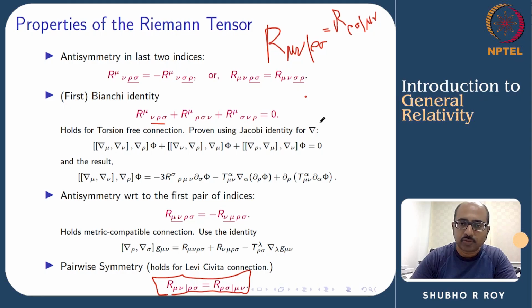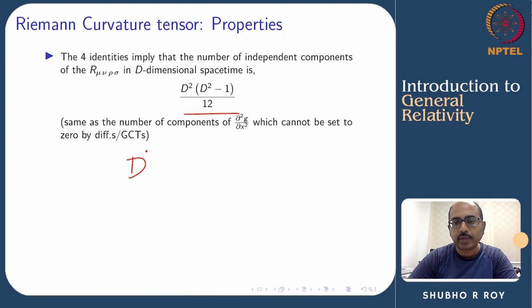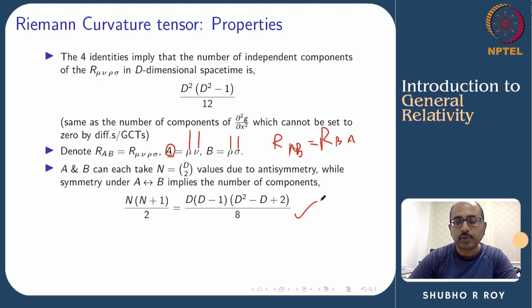You don't generate a constraint. 0 equal to 0 is not a constraint. So in order to get something non-trivial, a non-zero left hand side, you must take mu, nu, rho, sigma to be all distinct. Now each can take d possible values, and if we want to take 4 of them to be distinct, then the number of equations which will result from this is d choose 4. So the Bianchi identity gives you d choose 4 constraints. So this many we had after using the symmetry of the indices as well as the pairwise symmetry.